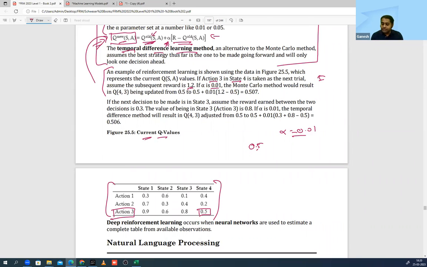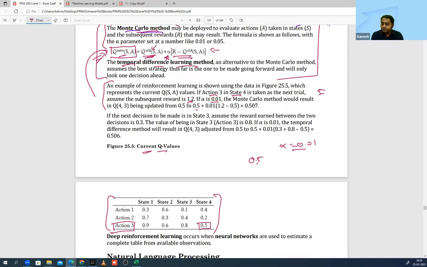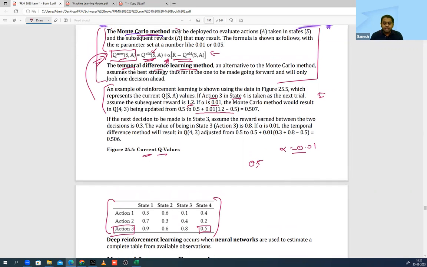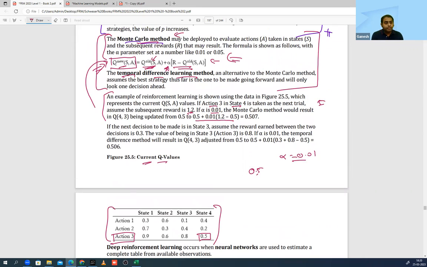Now, what is happening? Can you see this calculation? What is this calculation? It is what was happening here. What was your old Q? 0.5 plus what is the adjustment? 0.01. Next, how far are you from that reward? My reward is 1.2. You are away from it because your current value is 0.5. This will give you the new Q.